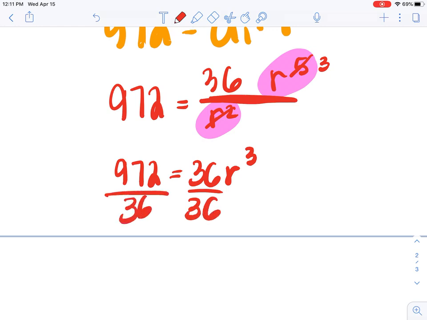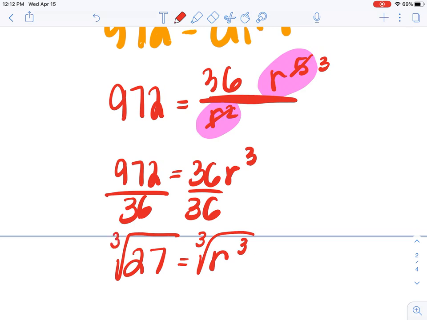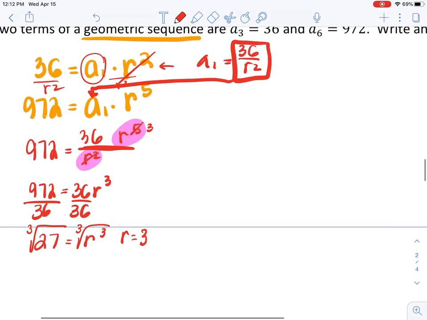Divide both sides by 36. You get 27 equals r cubed. To get r by itself, you're going to cube root. Now remember, when it's an odd root, you do not have to do plus or minus. So what is the cube root of 27? It is 3. The reason it's not 3 and negative 3 is because 3 times 3 times 3 is 27, but negative 3 times negative 3 times negative 3 is not 27. That's why there's only one answer.